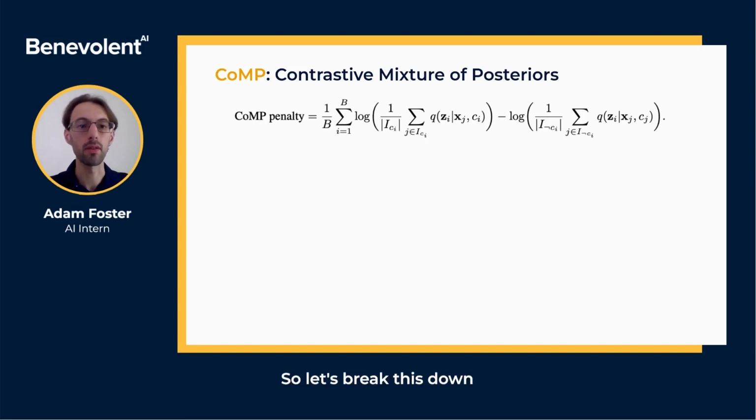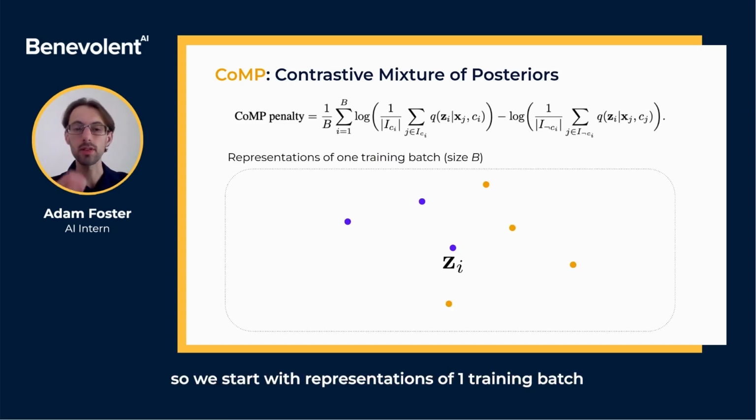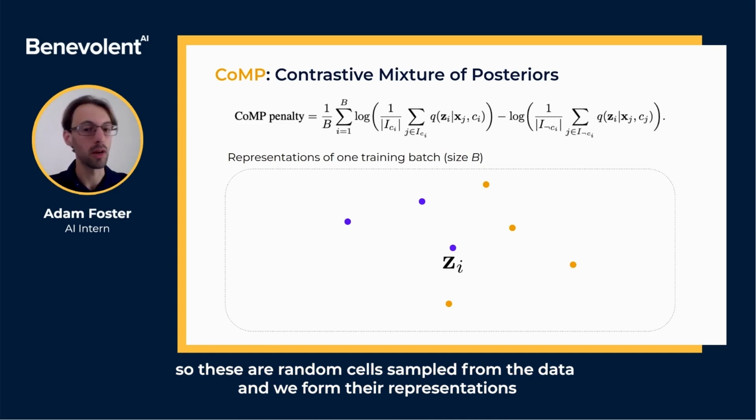So let's break this down. This is a bit of an unfriendly formula. So we start with representations of one training batch. So these are random cells sampled from the data, and we form their representations.